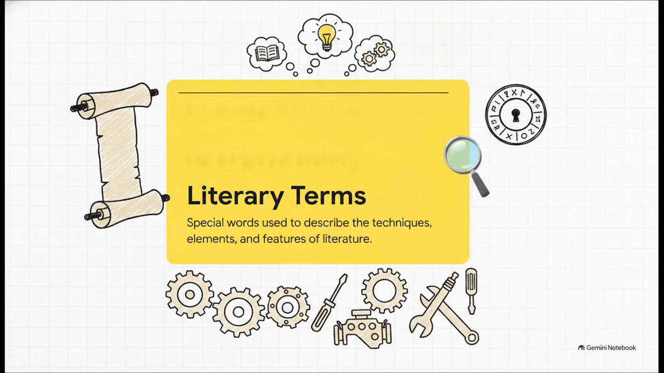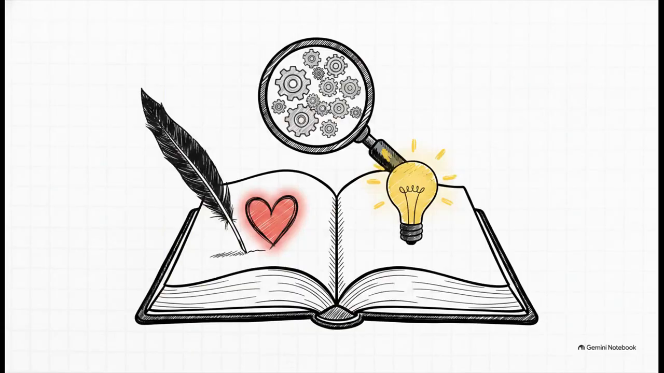Think about it like this. When a master mechanic looks at a car, they don't just see a metal box on wheels, right? They see spark plugs, alternators, pistons. Well, when we look at literature, we need the exact right words to describe the engine that makes a text actually work. In simple terms, this is about understanding how writers create meaning and make their writing effective.